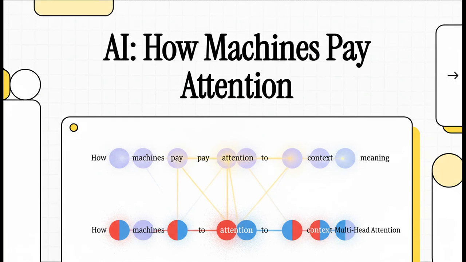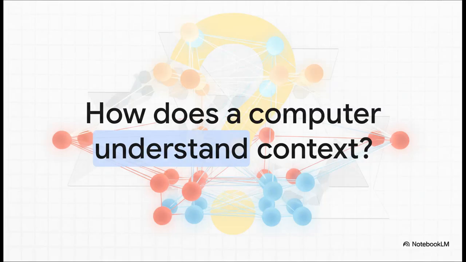Hey everyone, and welcome. Have you ever wondered how an AI can read a sentence and just get it? Like how it actually understands the context and the meaning behind the words? Well, today we're going to pull back the curtain on one of the coolest ideas in all of modern AI, the attention mechanism. All right, so let's just dive right in.